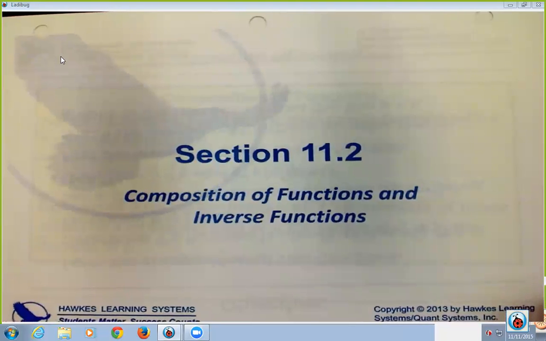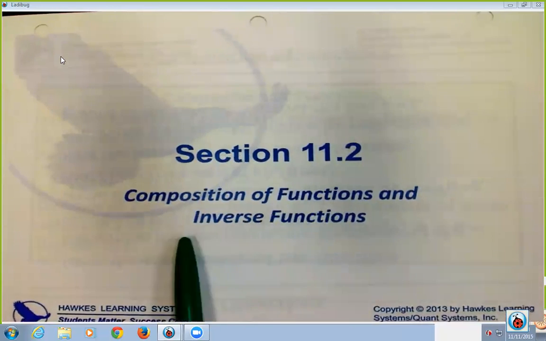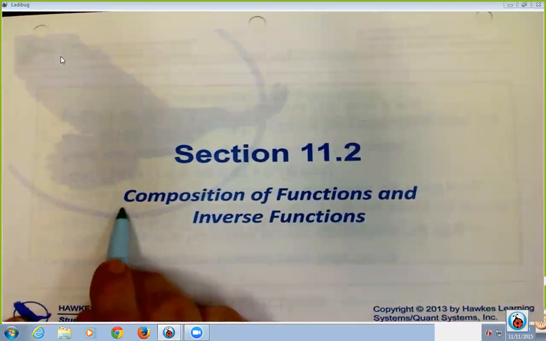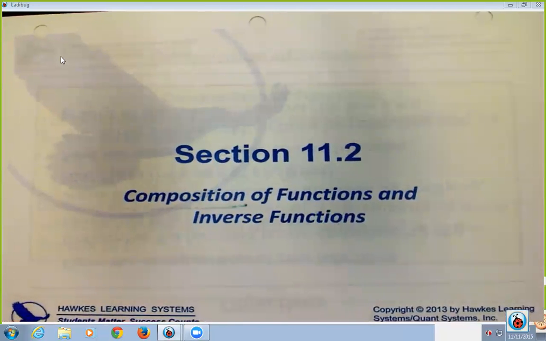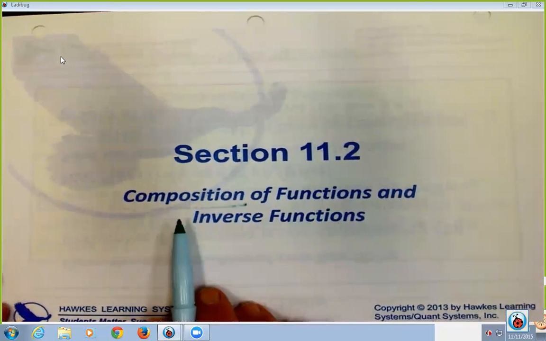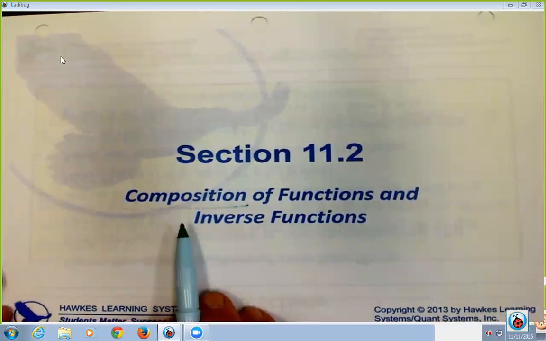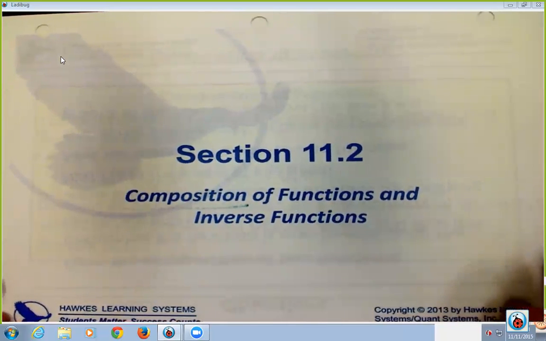So 11.2 is still working with functions. We're still doing the function stuff, and we're going through and making sure that we still have those. We're going to look at composition of those. So we're going to stick them together in a different way than we've added, subtracted, multiplied, and divided before. We're going to stick them inside of each other. So I always say it's kind of like the pretzel getting inside of the M&M.